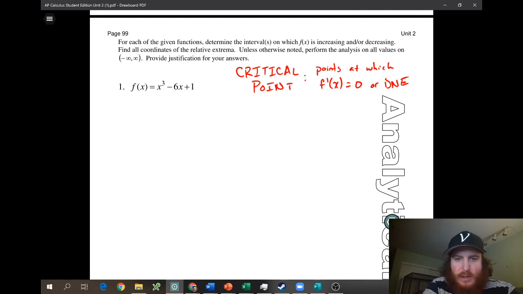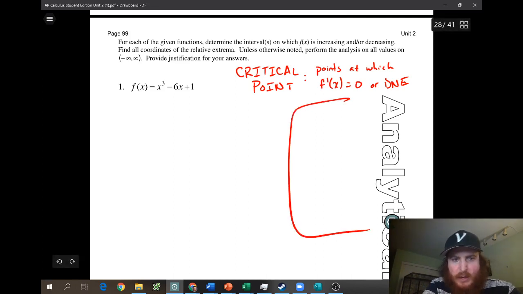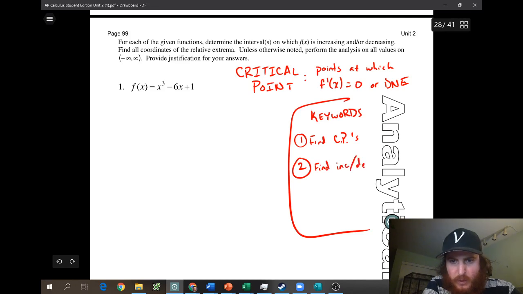Off on the side, if you want to, note some keywords that give us a hint that we're going to be using the process we'll follow today. They are: if they ask us to find the critical points, if they want us to find intervals of increasing or decreasing, or if they want us to find relative extrema.